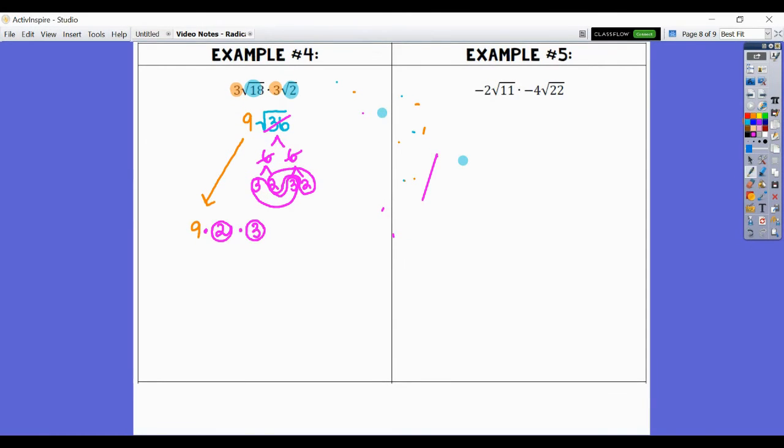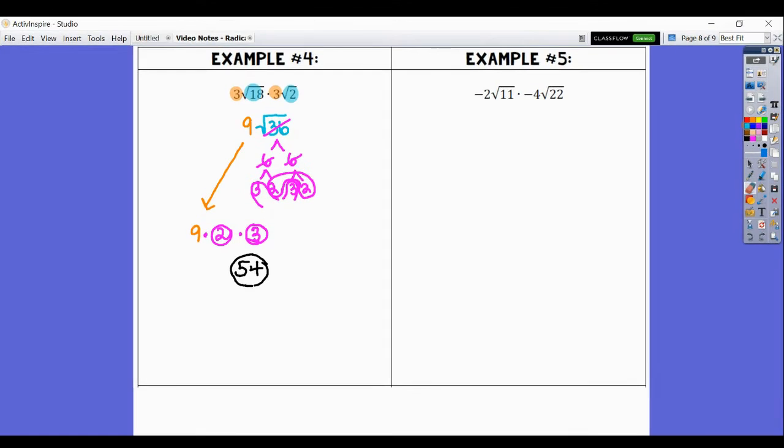Multiplying those all together, I get 54 as my final answer. Now, there is no radical in my answer because I circled or crossed out everything, so it left nothing left in my radical. So since there's nothing left inside, it just goes away and becomes 54, no radical there. Every number was out of the radical, nothing was left inside.